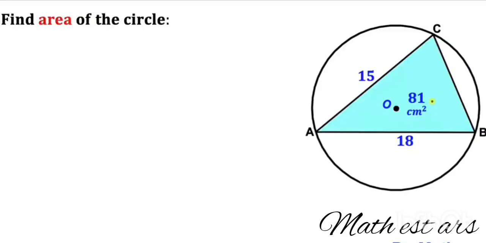Triangle ABC has an area of 81 centimeter square. Its side length AB is 18 and its side length AC is 15 centimeter. And now our task is to calculate the area of this circle.